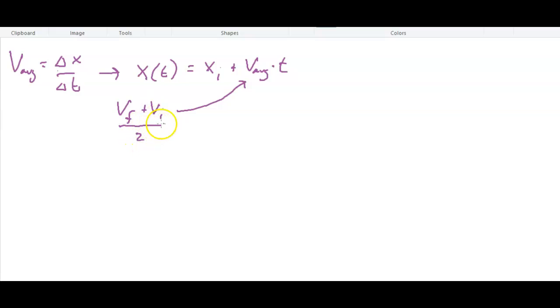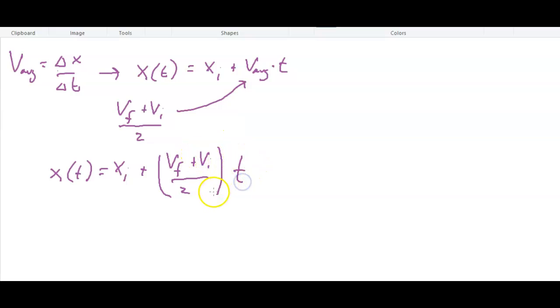All right, well, let's put that in. So if we combine those two equations, we get that the position as a function of time is equal to its initial position plus, now let's not write v average, let's write (v final plus v initial) over 2, with parentheses on that. So where v average was, we stuck in that average formula and multiplied by t.